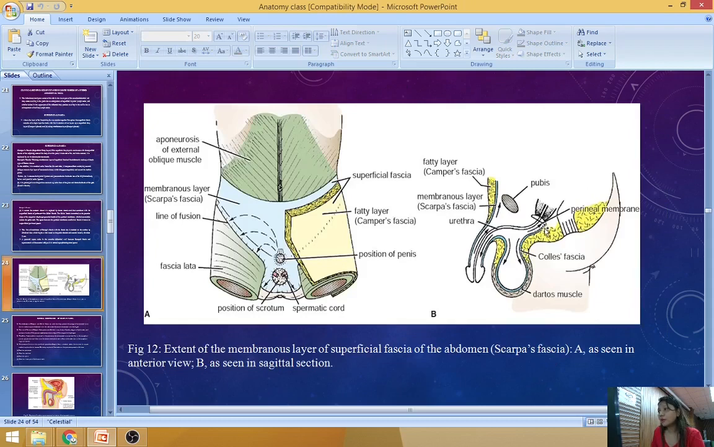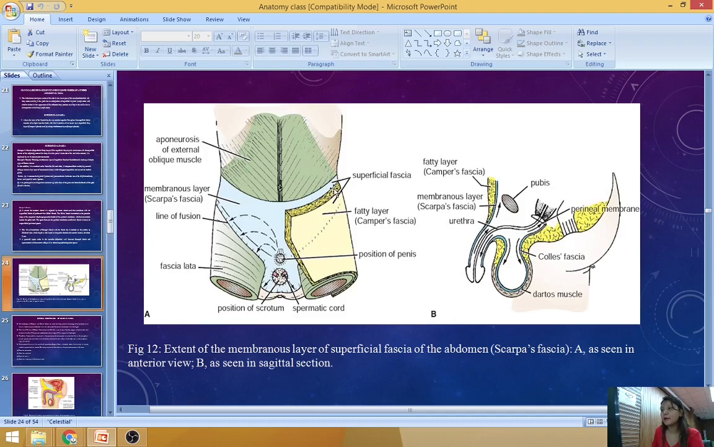So you can see this is the Colles' fascia. This is the fascia of the perineum, and the space between this and the perineal membrane, this space, is known as the superficial perineal pouch. Very, very important clinically. In this diagram you can see this is the fatty Camper's, this is the deep membranous layer, and this is the dartos muscle. I have told you this dartos muscle is the Camper's fascia only, which is replaced in the penis. So this is the dartos muscle, this is the Colles' fascia in the perineum, and this is the perineal membrane. So this space is the superficial perineal pouch.